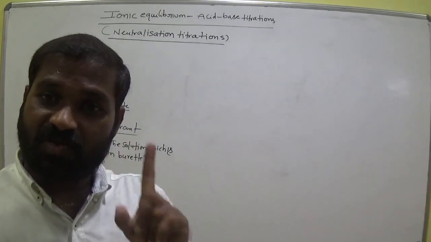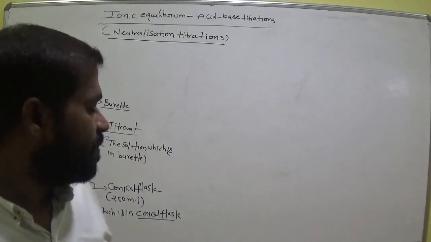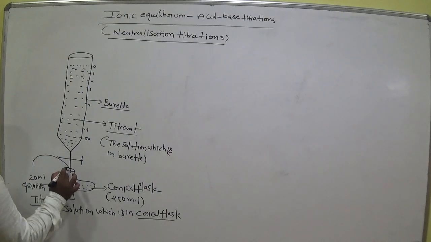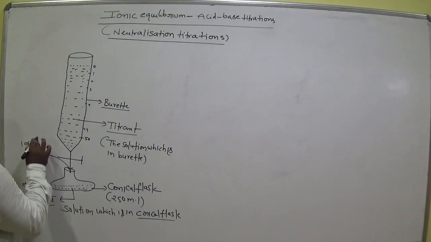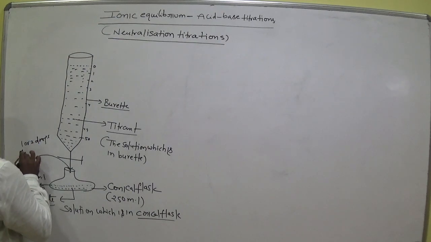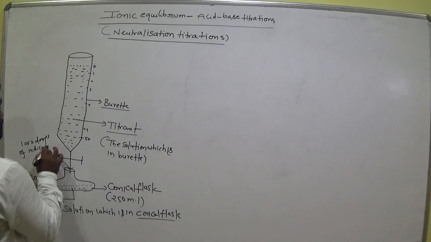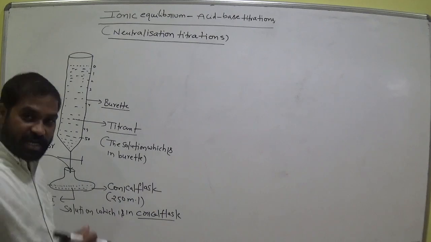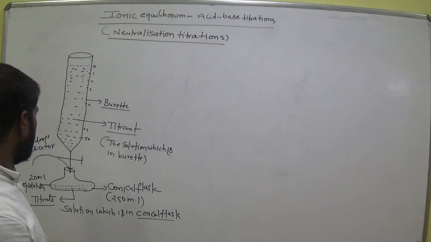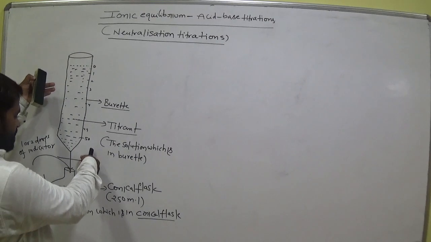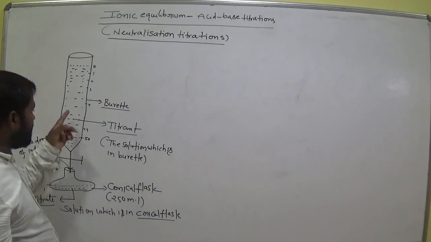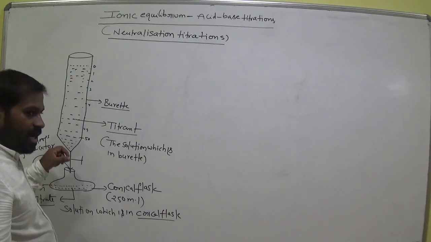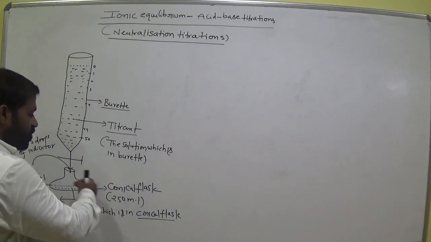But for one solution we know the concentration. So now we add 1 or 2 drops of indicator into this conical flask. We will discuss these terms, indicator, later. 1 or 2 drops of indicator into the conical flask and shake it well. Now open this valve and release the solution dropwise into this conical flask, and shake the conical flask.